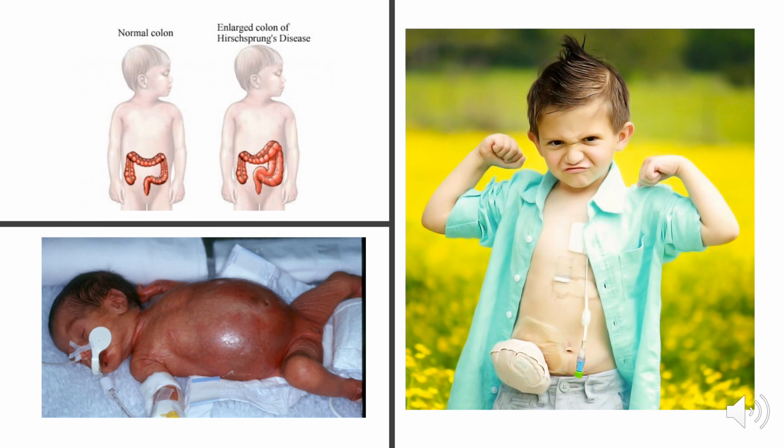Here are a few good examples of children with Hirschsprung's. As you can see on the bottom left, that newborn does have a very distended abdomen. And on the right, we have a patient that just had a colostomy placed. This is a form of treatment, but that will be discussed later on.